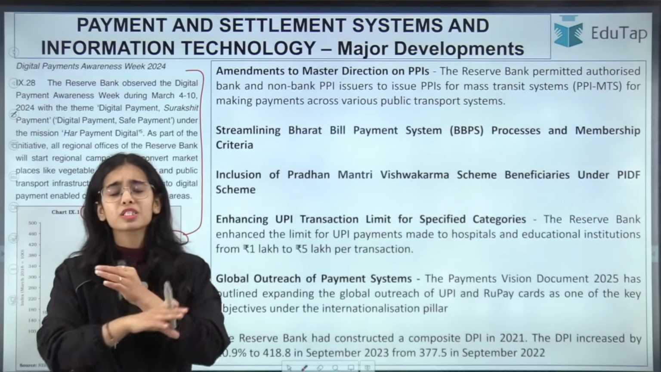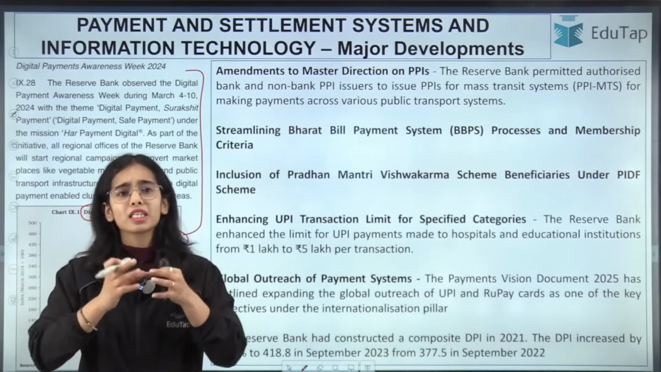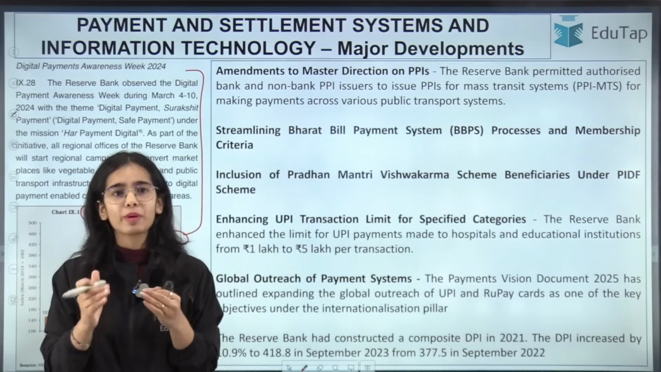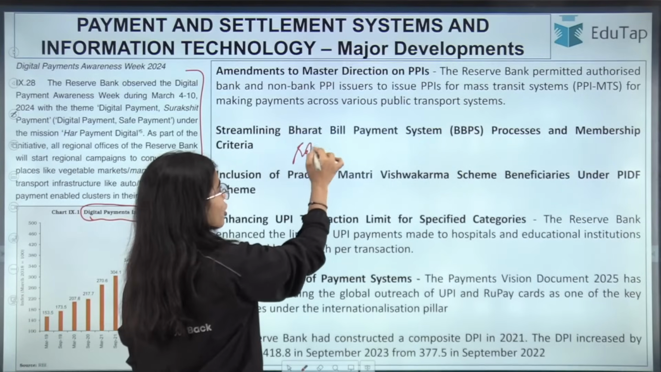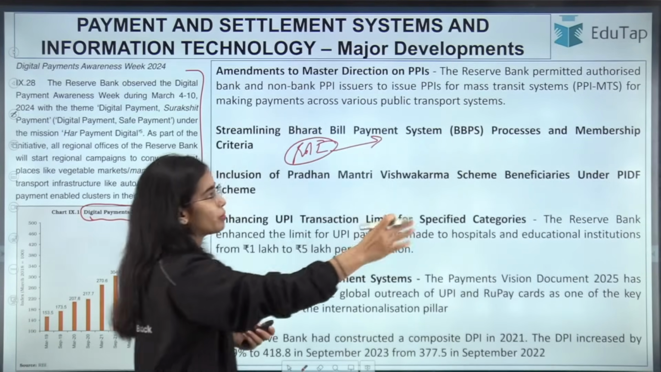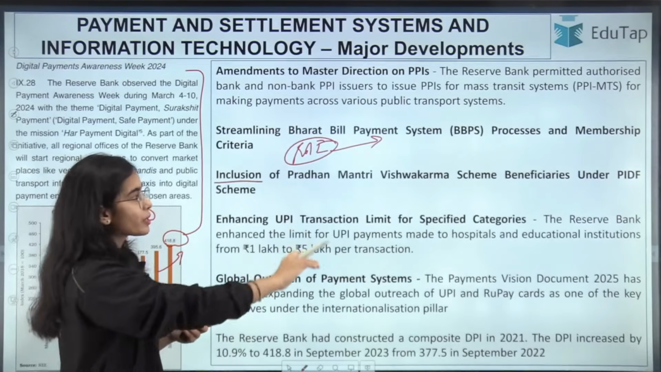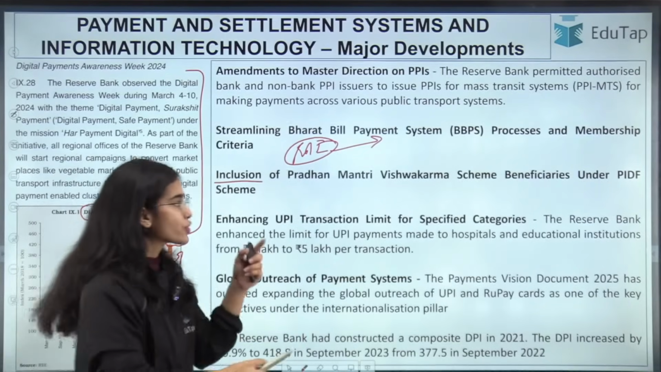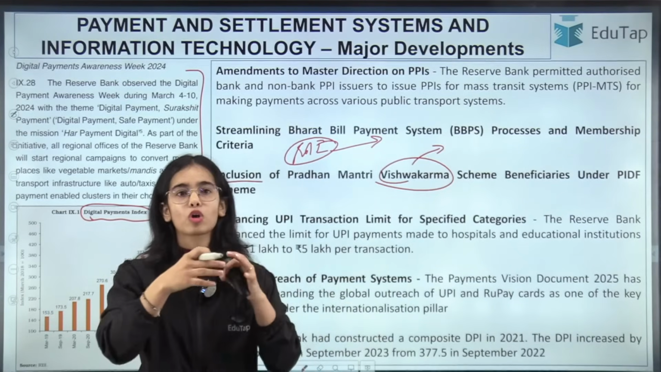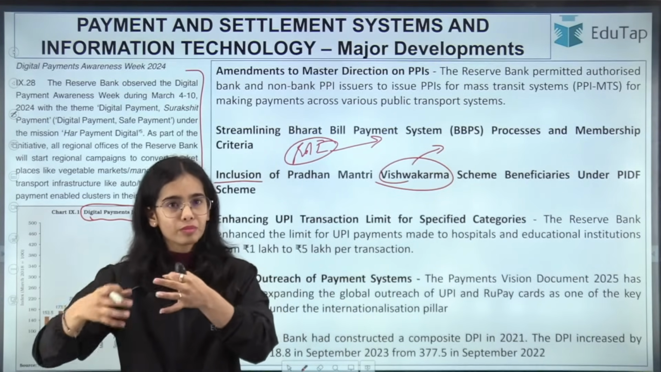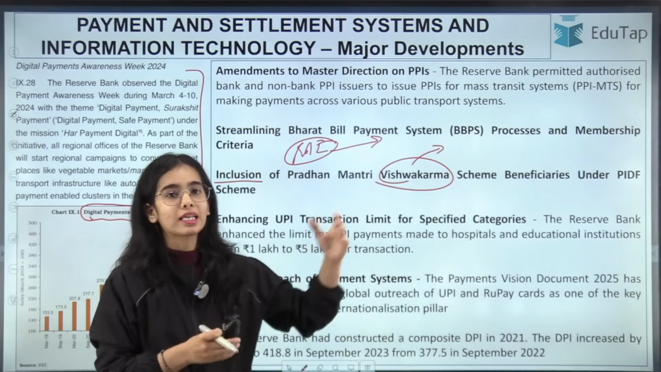The Bharat Bill Payment System we have discussed in depth; RBI had brought the complete guideline for it. Inclusion of the Pradhan Mantri Vishwakarma scheme. Vishwakarma are the people that use their hands for handicraft work, such as cobblers and blacksmiths.